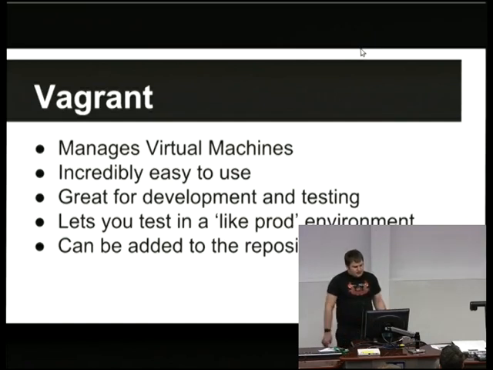And as I said, you can add a Vagrantfile, which is just named Vagrantfile, in the root of the repo, and you can have that in source control along with the app. So as things change, you can change the base box or whatever that you use.